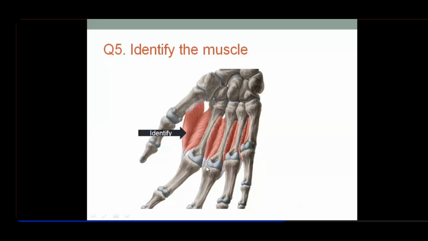Second dorsal interossei will abduct the middle finger towards the radial side. Third dorsal interossei will abduct the middle finger towards the ulnar side, while the fourth dorsal interossei will abduct the ring finger towards the ulnar side. Got it? So the action is abduction. But this is not the only action.